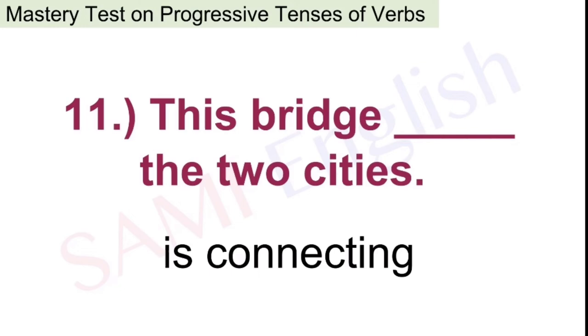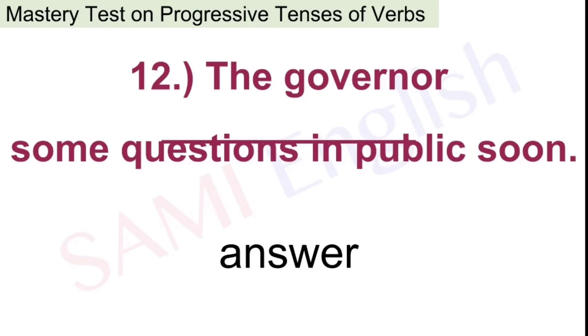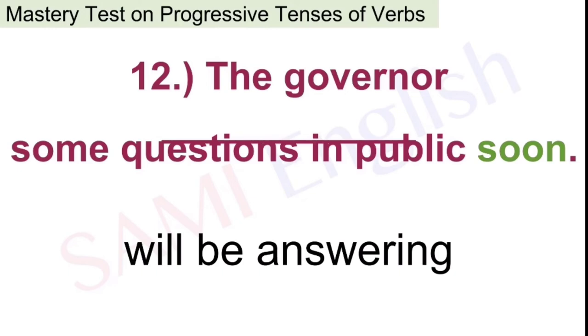Number 12. The governor blanked some questions in public soon. The time indicator used is soon. So, that means the ongoing action will only happen in the future, okay? So, the answer is will be answering. The governor will be answering some questions in public soon.